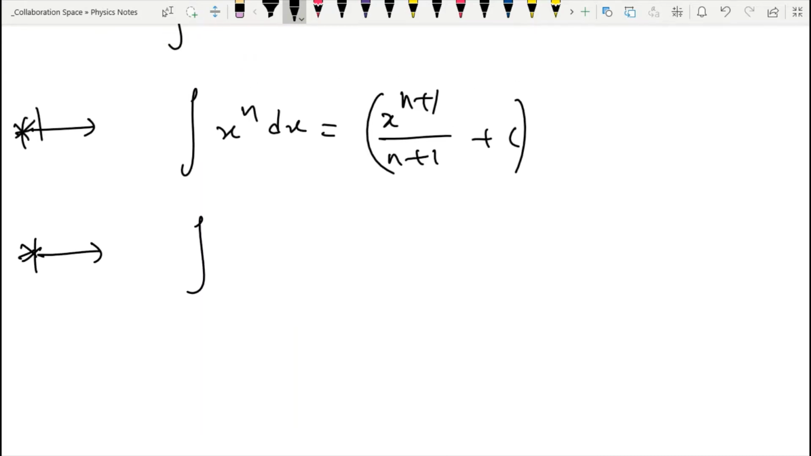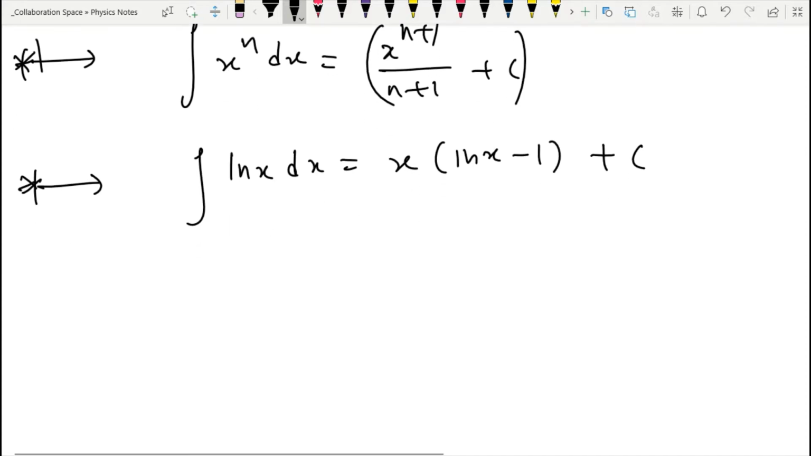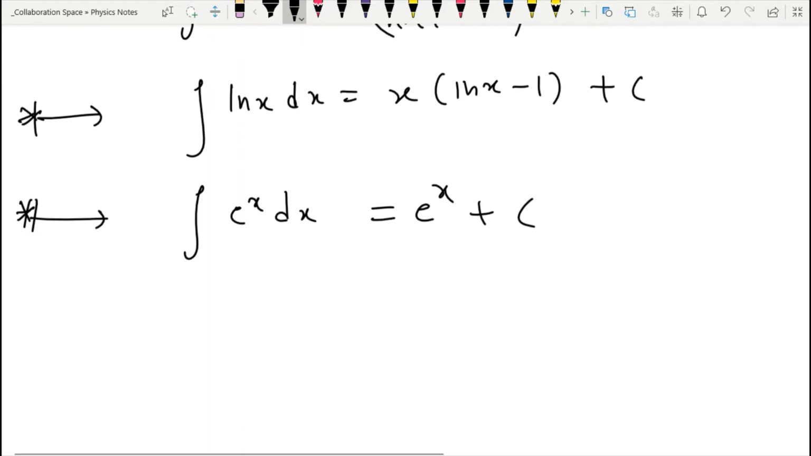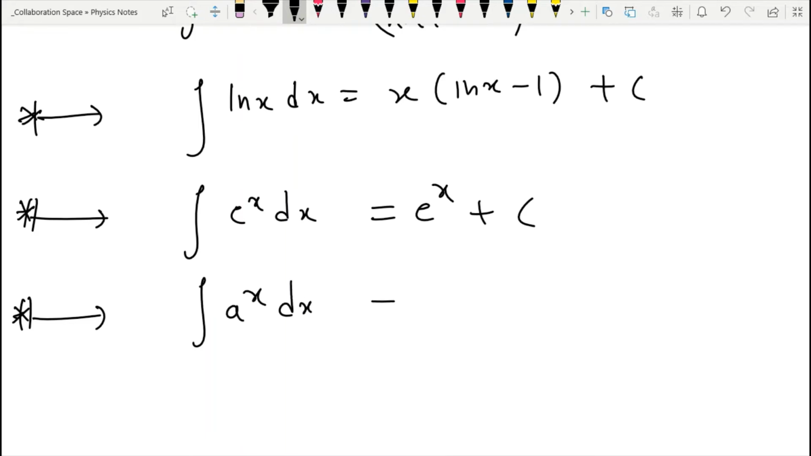Integration of ln x dx is x ln x minus x plus c. This is the formula. Integration of e to the power x dx is e to the power x plus c. Integration of a to the power x dx is a to the power x divided by log a to the base e, plus c.